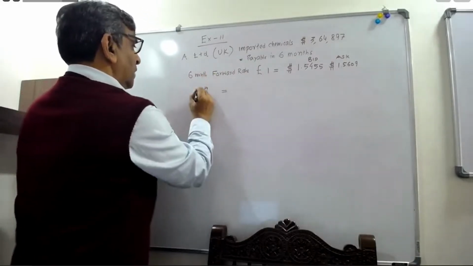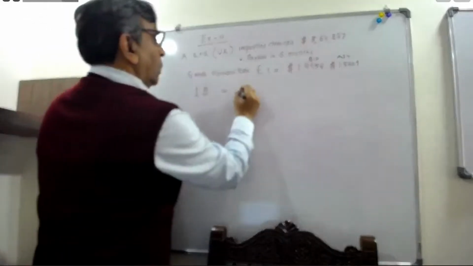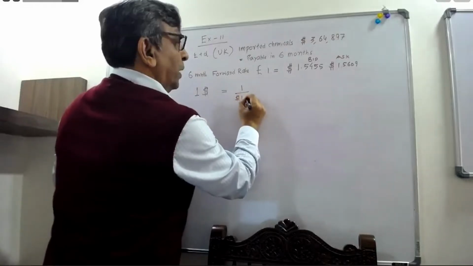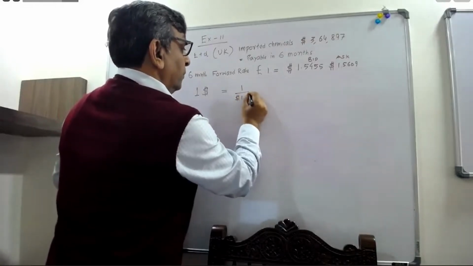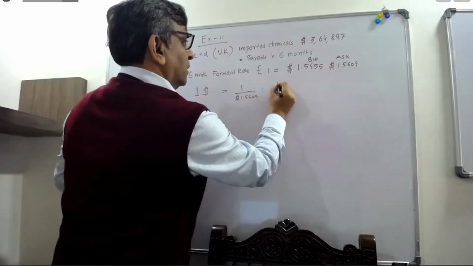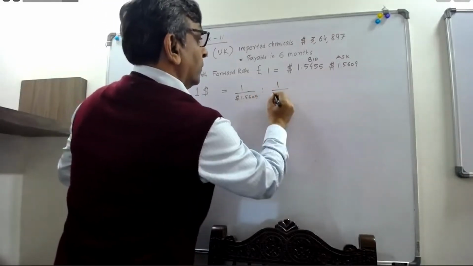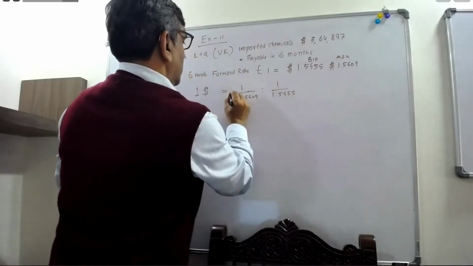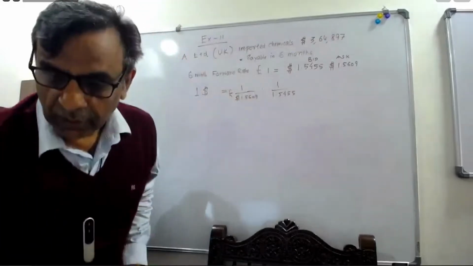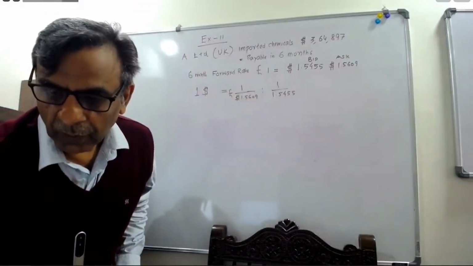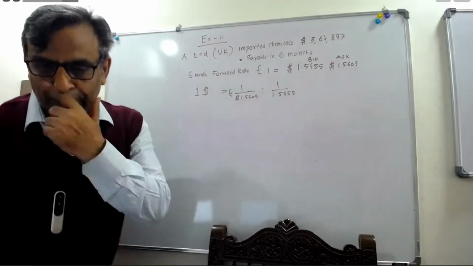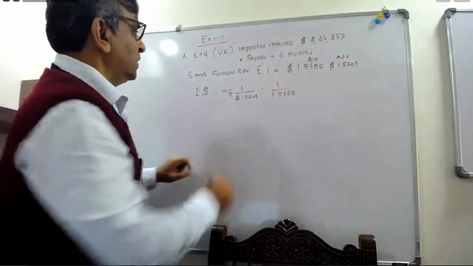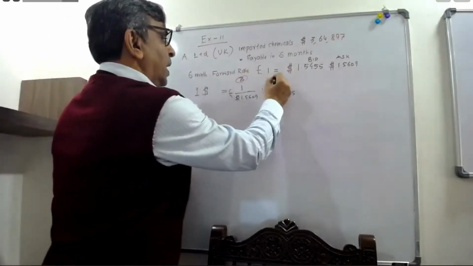You can either write here or there. $1 is equal to 1 divided by the ask, 1.5609. And then the other rate will become 1 divided by 1.5455. So this will be in pounds. Is that okay? So $1 is, we bring this here and this here, so this will become the bid and this will become the ask.